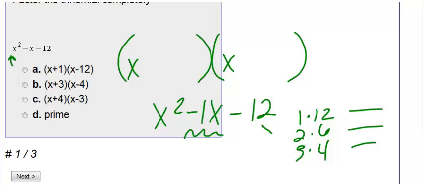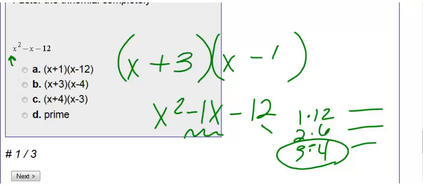The only way for me to get a -1 is a 3 and a 4, a +3 and a -4. When I add those together, I get a -1. So I get +3, -4 as my answer. Therefore, we get choice B.